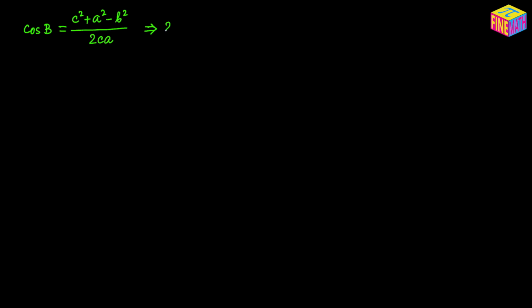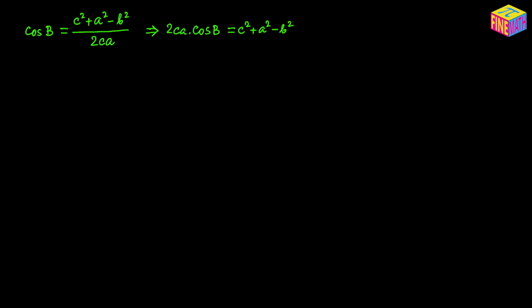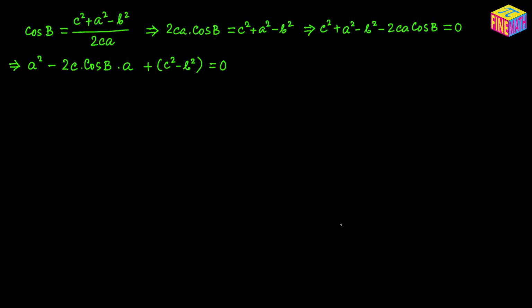We are going to get 2 times C times A times cosine of B is equal to C squared plus A squared minus B squared. And if we bring everything to one side, we can write it like this. And then I am going to rearrange it a little bit. So the equation can be written like this. Now this looks like a quadratic equation in A. So from here we are going to use the quadratic formula to find the value of A. So the value of A is going to be like this.